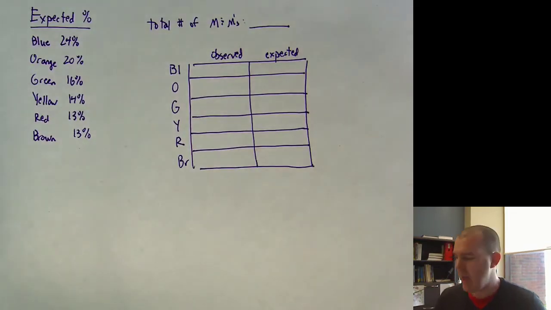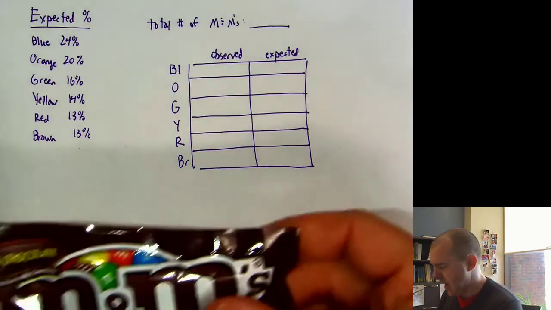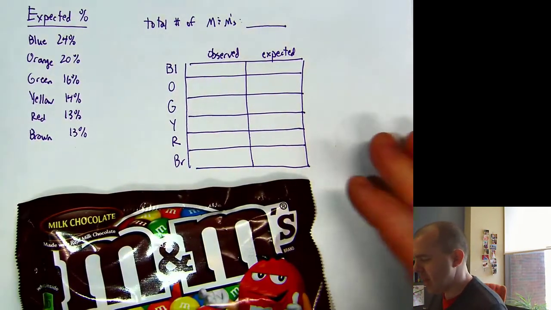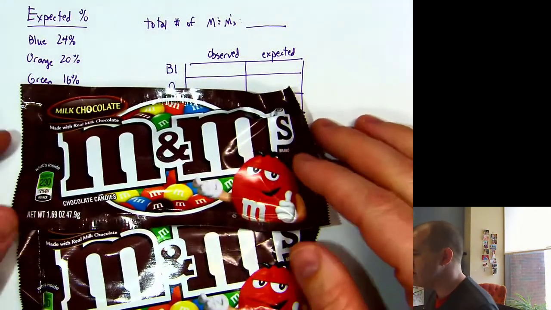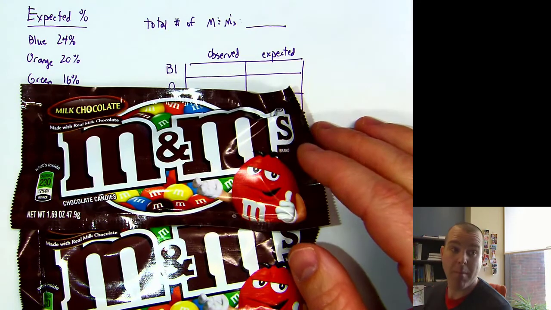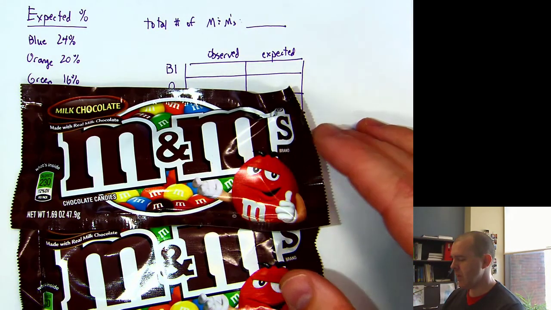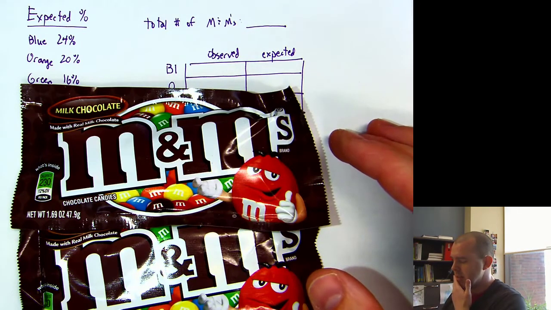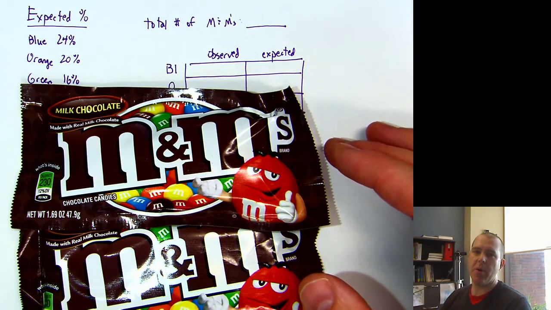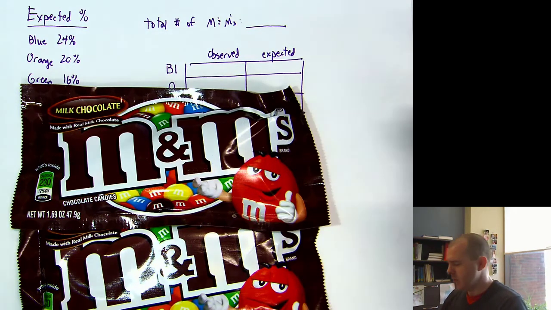We're going to go, and I have some actual packages of M&Ms. I have two here because, you know, larger sample size, plus I like M&Ms, so you can't go wrong. Can't go wrong with M&Ms. And what we're going to do is count the frequencies that we have and see what we would expect and see if they're different. So let me do that here.